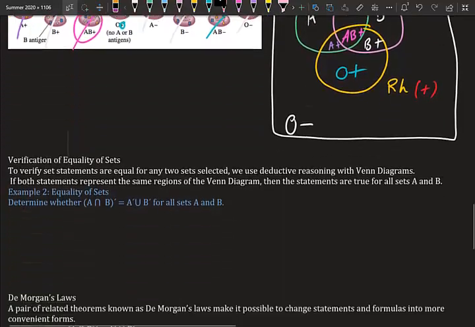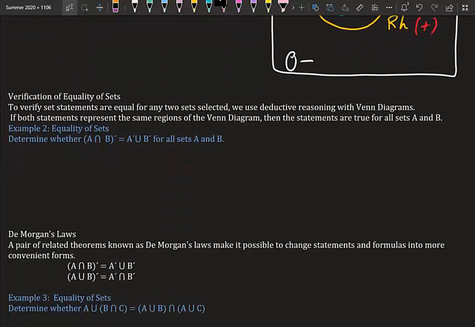Verification of equality of sets. To verify set statements are equal for any two sets selected, we use deductive reasoning with Venn diagrams. If both statements represent the same region of the Venn diagram, then the statements are true for all sets A and B.